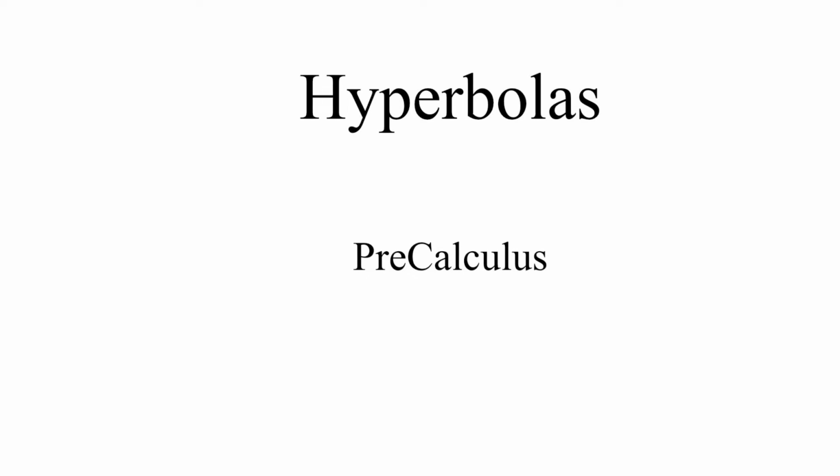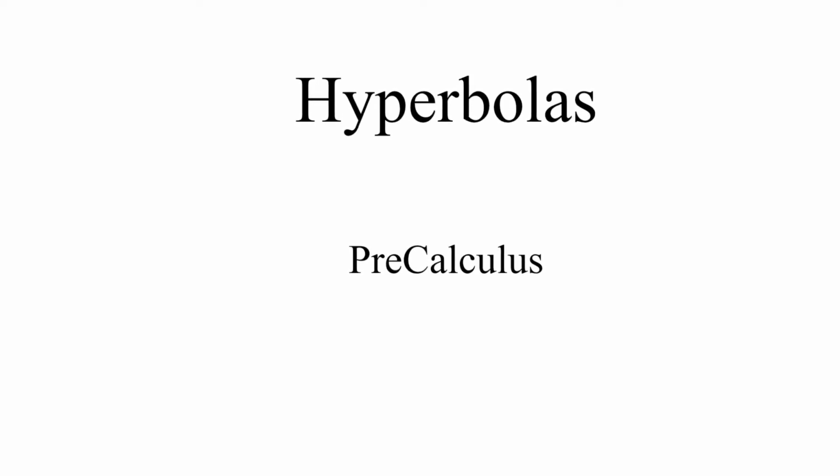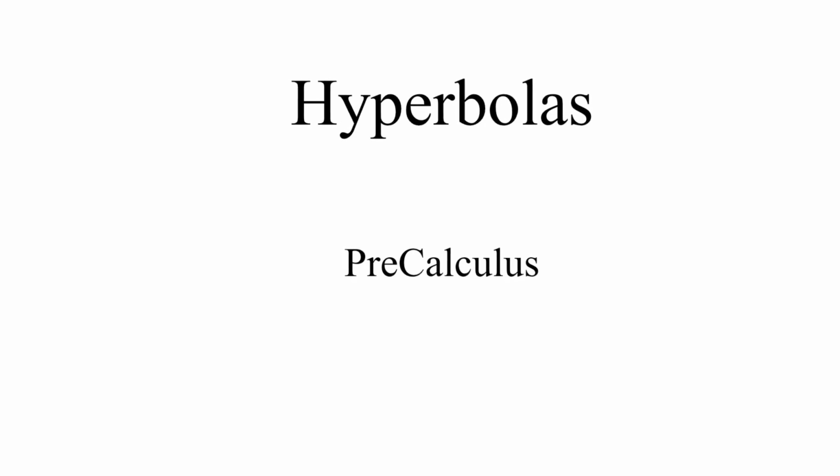The square root of (x minus c) squared plus y squared, minus the square root of (x plus c) squared plus y squared, equals plus or minus 2a. Square both sides. The square root of (x minus c) squared plus y squared equals plus or minus 2a plus the square root of (x plus c) squared plus y squared.